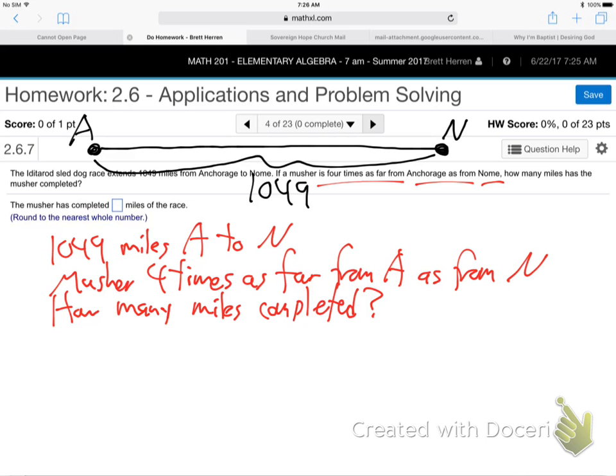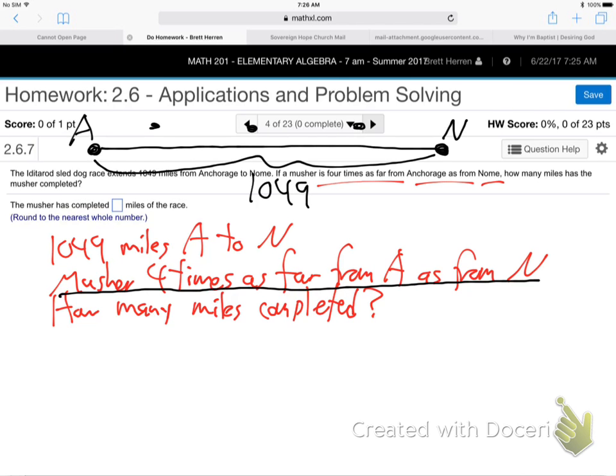Can you just take the 4 times as far and consider that 4 lengths and then the additional length to get to Nome and say it's 5 and divide it by 5? Yeah, what do y'all think? What do you think we should do here? What feel do you get from this sentence? The musher is 4 times as far from Anchorage as from Nome. So first off, in the scale of things, is he kind of in the middle, or is he closer to Anchorage? Is he closer to Nome? Just first off, what's your general feel from that sentence?